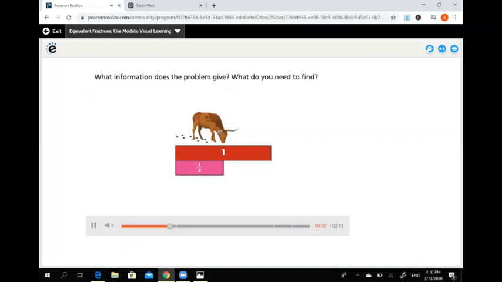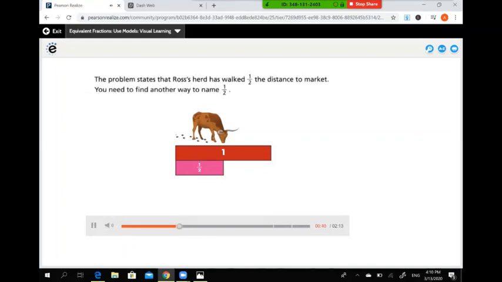What information does the problem give? What do you need to find? We need to find the equivalent or the equal fraction for 1/2. The problem states that Ross's herd has walked 1/2 the distance to market. You need to find another way to name 1/2.